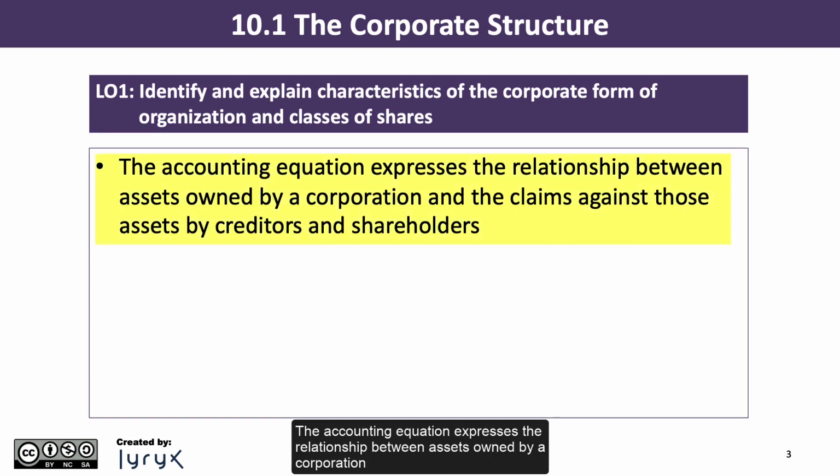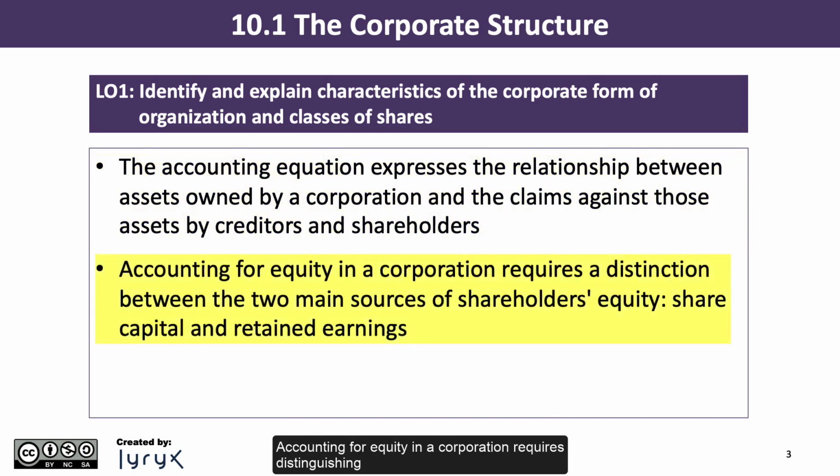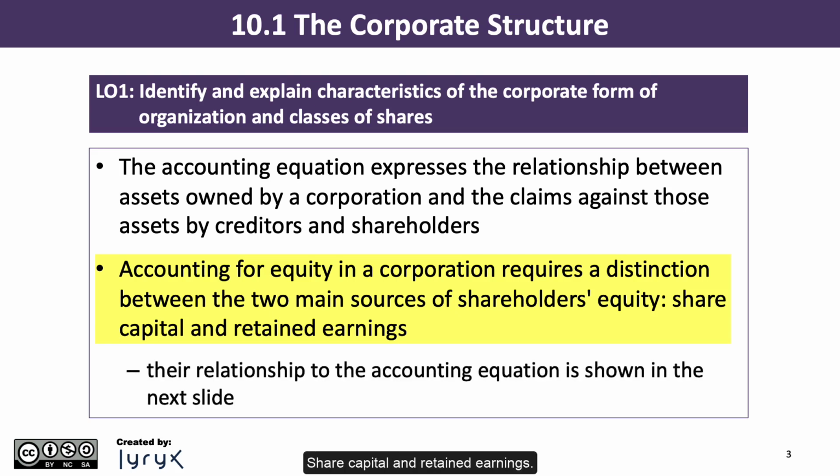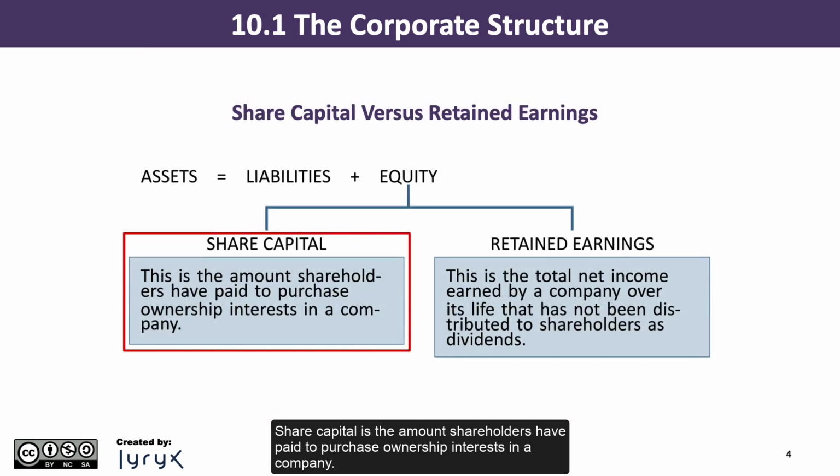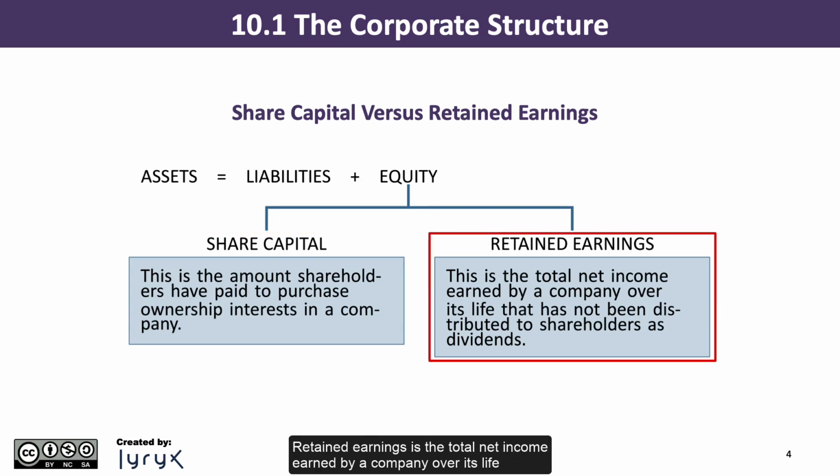The accounting equation expresses the relationship between assets owned by a corporation and the claims against those assets by creditors and shareholders. Accounting for equity in a corporation requires distinguishing between the two main sources of shareholders' equity: share capital and retained earnings. Share capital is the amount shareholders have paid to purchase ownership interests in a company. Retained earnings is the total net income earned by a company over its life that has not yet been distributed to shareholders via dividends.